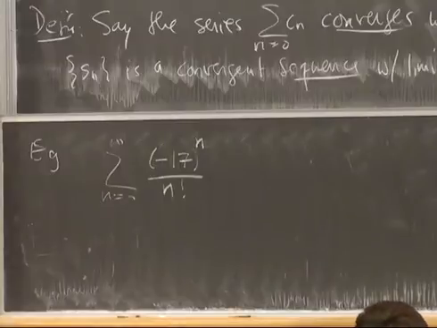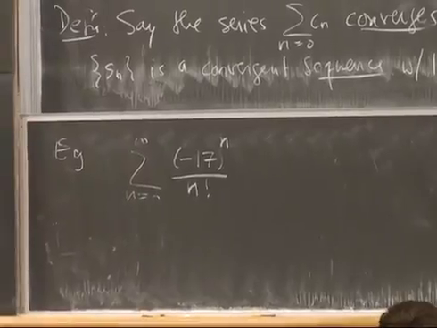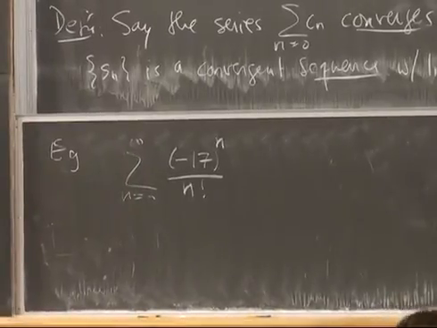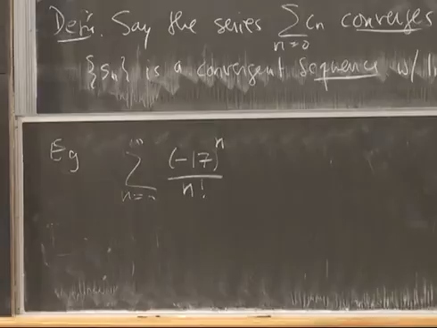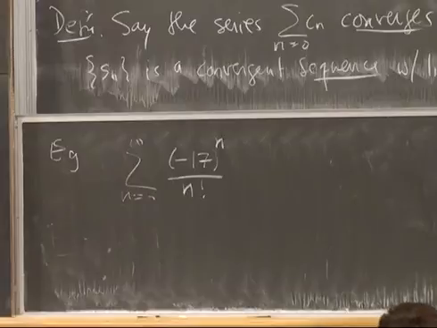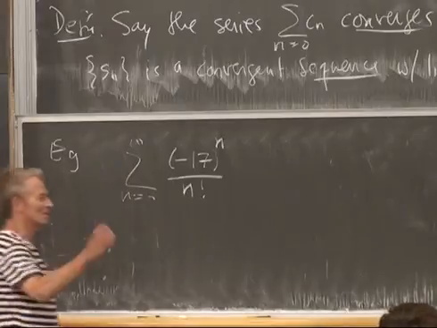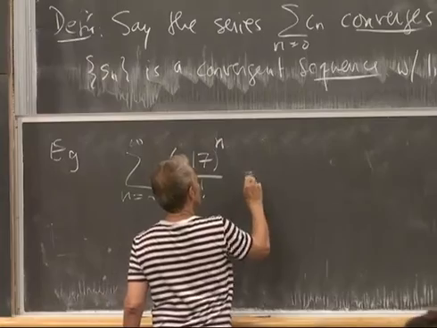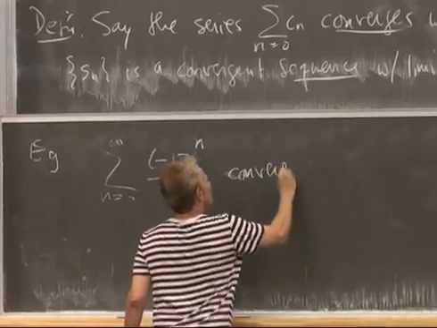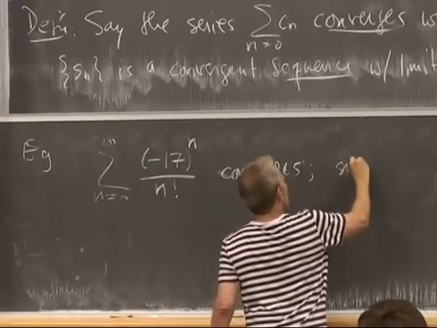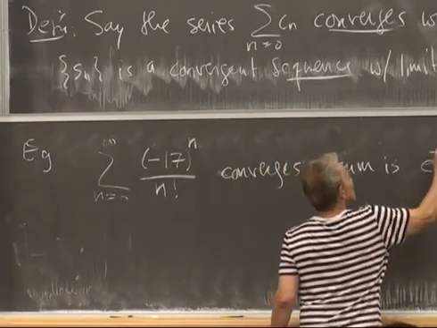Something with E. Yes. For what it's worth, you are correct. Anybody know what with E? E to the minus 17th. Very good. This has a limit. This converges. And its sum is e to the minus 17th.